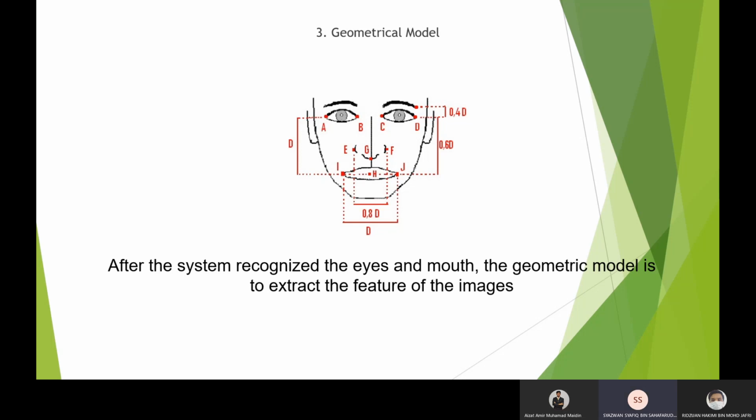And the last one is the geometrical model. After the system recognizes the eyes and the mouth, the geometric model is extracted from the features of the image. This is the last method of face recognition.